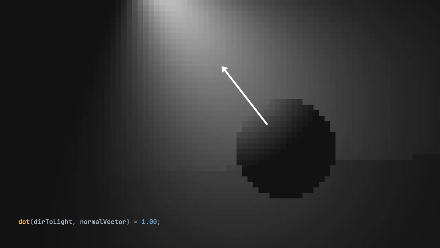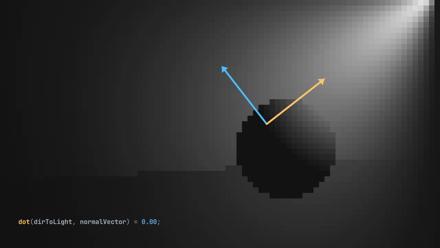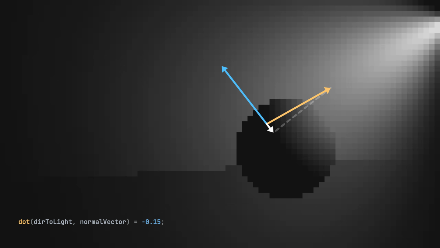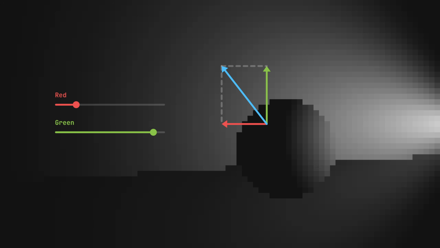When the two are perfectly aligned, the result is 1. As the light becomes perpendicular, the result goes to 0. And when the light crosses to the opposite side, the value becomes negative. To get our intensity factor, we just need to clamp this dot product. To do these calculations, we only need the x and y components of our normal vectors. This leaves the blue channel of our normal texture available for other uses.